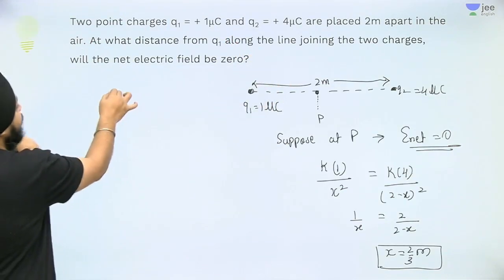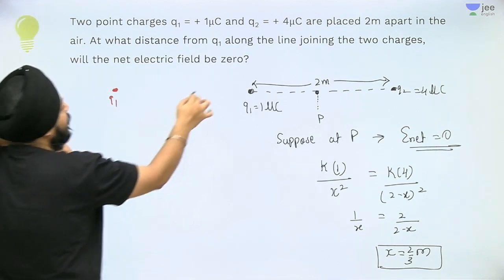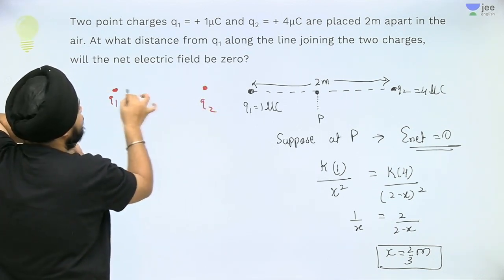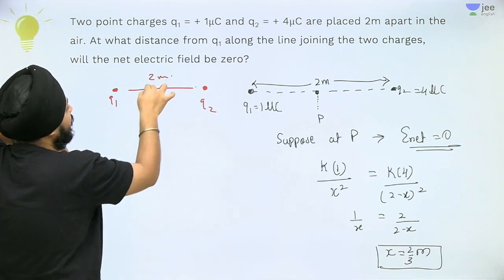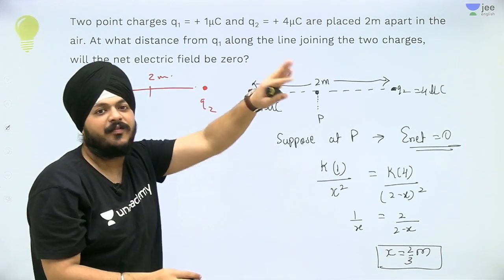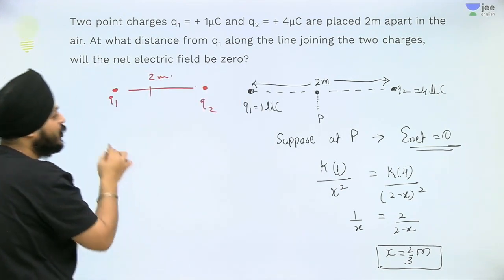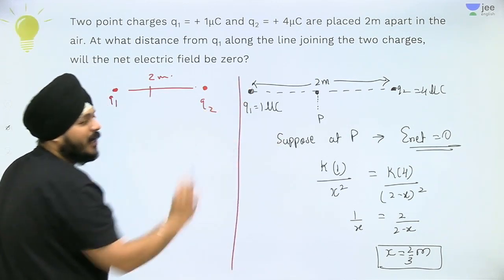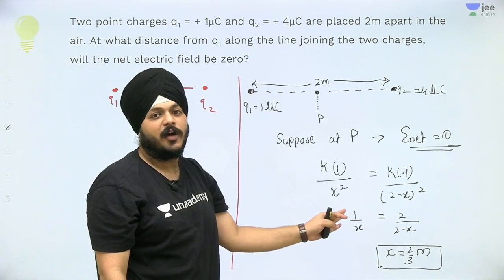See, two charges are placed. This is charge Q1 and this is charge Q2. They are separated by a distance of 2 meters. So at what point in between them is the net electric field 0? For that we have the shortcut and we also have the long derivation. See, the long derivation is in front of you.